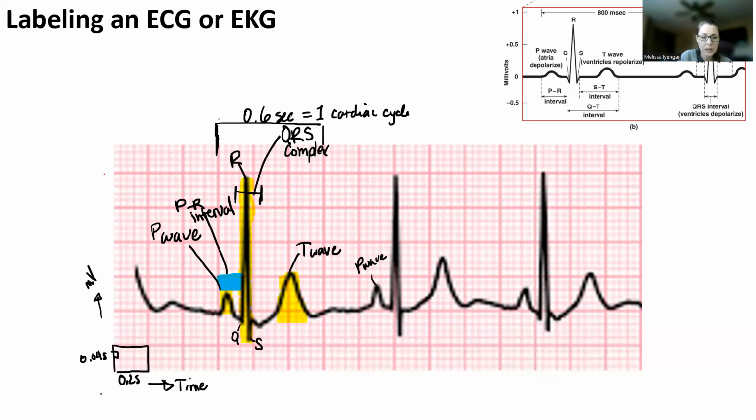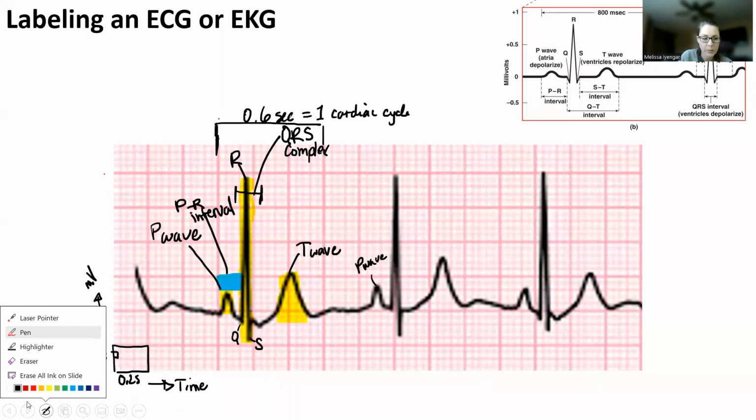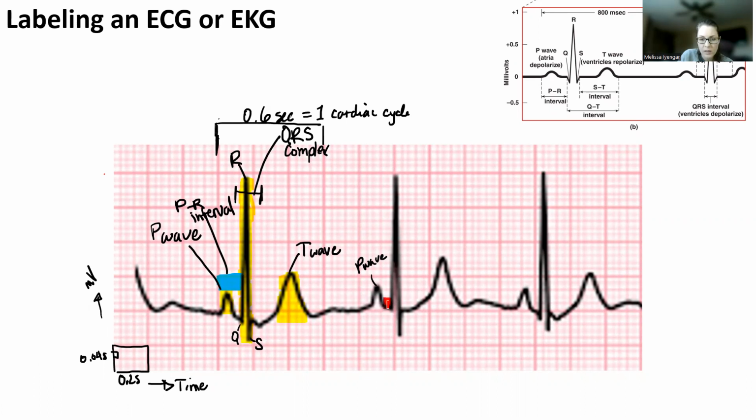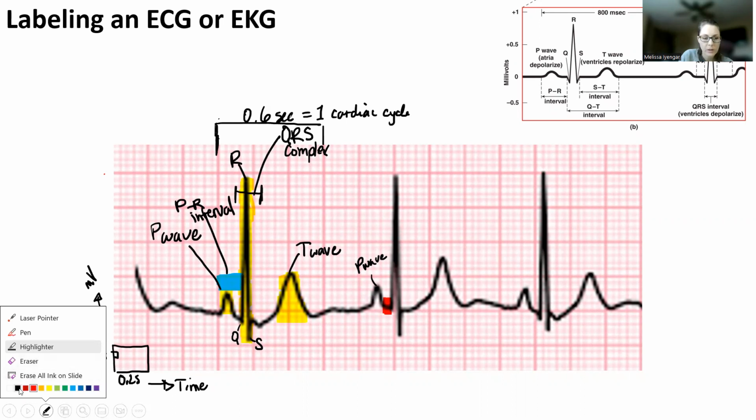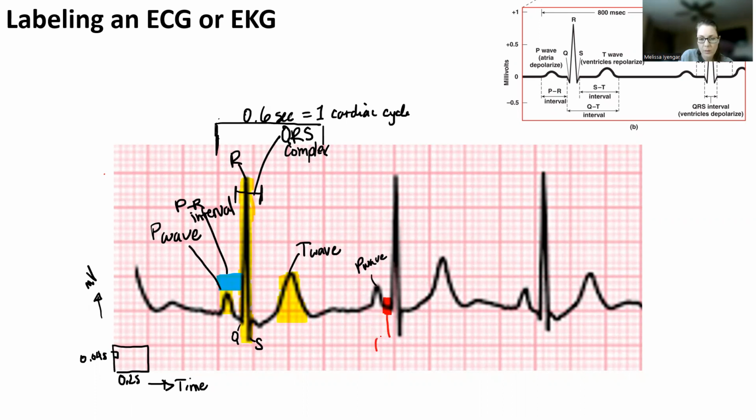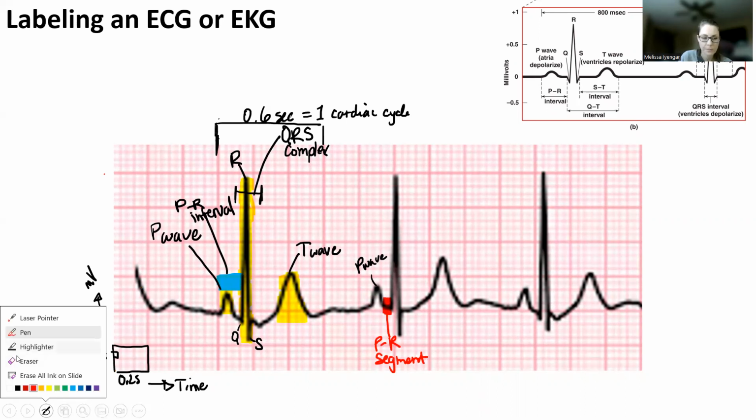The PR segment is a little bit harder to actually label. I'm going to do that with my highlighter over here instead. It's just like this little strip or that little piece right there. So that little piece, this is going to be our P to R segment. What's the difference? It has to do with what you're actually measuring in that time interval or that time period. Okay. And then we'll do a couple more here.